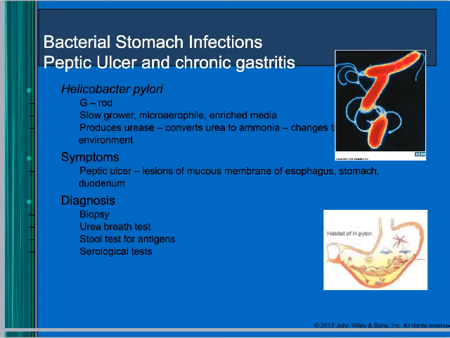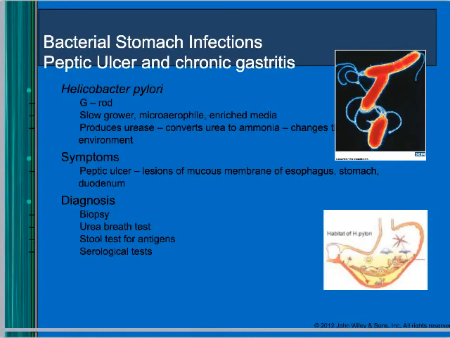Okay, now peptic ulcer and chronic gastritis. Okay, so the organism that they now know or believe is responsible for ulcers and chronic stomach problems is Helicobacter pylori. Sometimes they call it H. pylori. It grows really slow. It likes just little bits of oxygen, so you have to put it on enriched media too. It produces urease, so it breaks down urea to ammonia, and it changes the pH of the stomach.